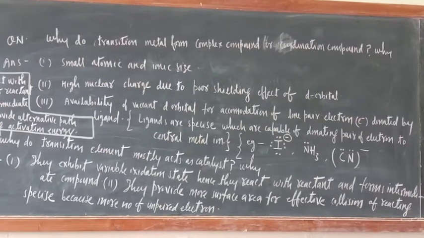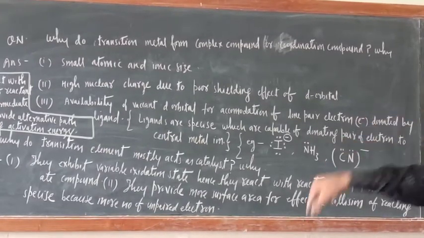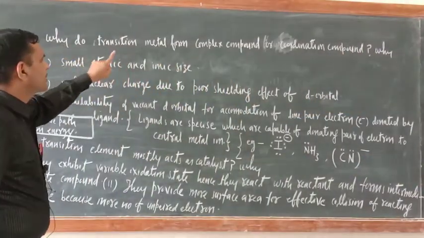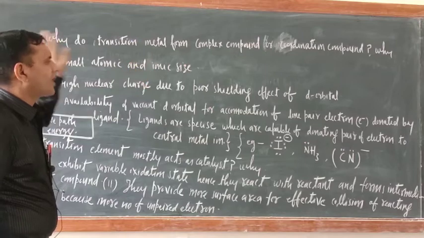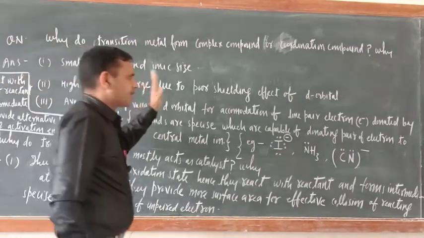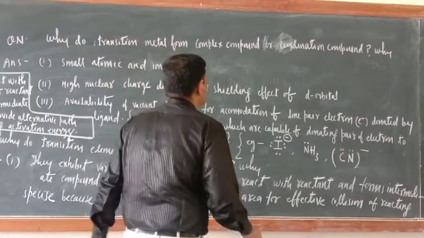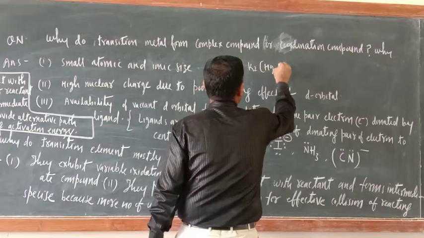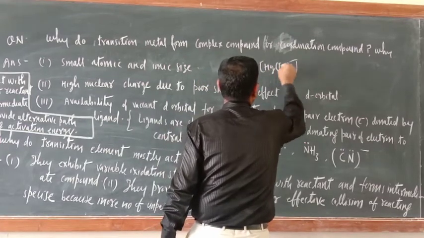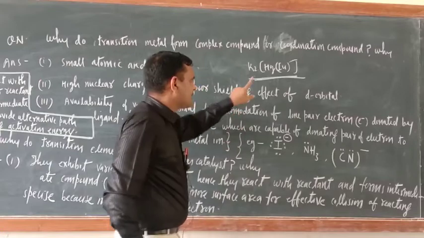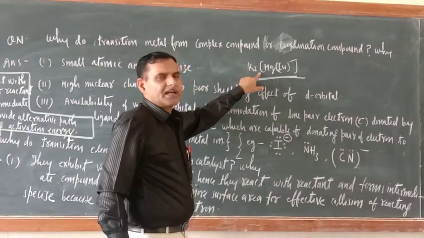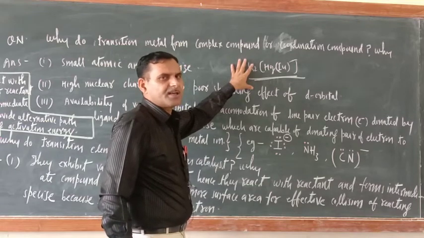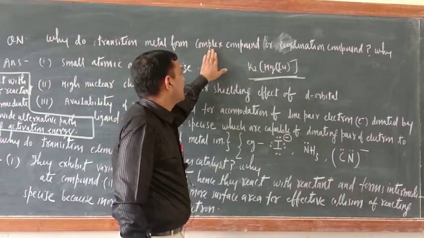Dear cadets, just see these 2 more questions, they are very important. Why do transition metals form complex compounds or coordination compounds? First understand what coordination or complex compounds are. Just see K2[HgI4]. If any chemical compound is written inside a square bracket like this, then you can tell that it is a complex compound.